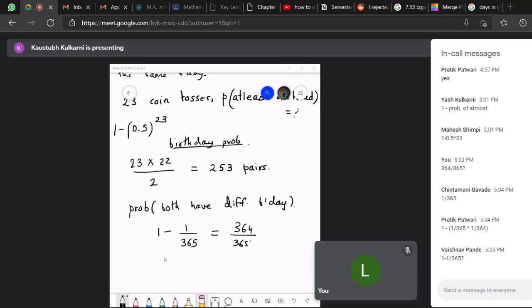Okay, so using these facts, this is like we have 253 tosses, and this is the probability of all tails, let's say. So this is 364 upon 365 raised to the power 253. Now, can you calculate this? Actually, the value for this is 0.4995. It's just there.